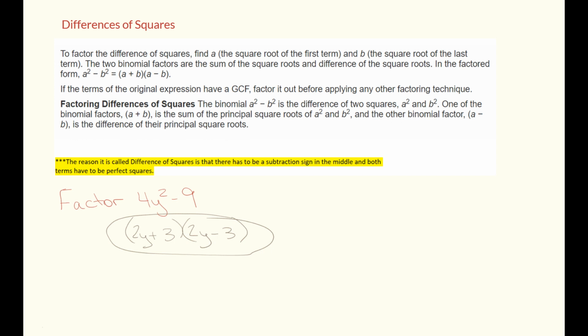If I distribute it to check, I would get 4y squared minus 6y plus 6y minus 9. And what's going to happen with both of these middle terms is they cancel out. And so you would just get that, which is what we started with.